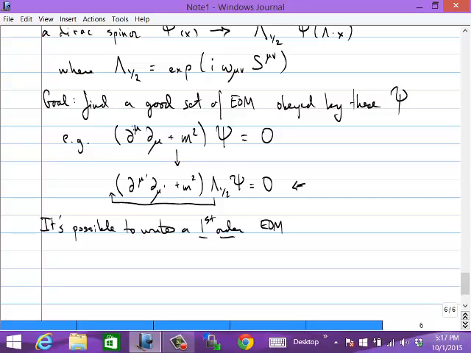What is that equation of motion? Well, let me just write it down for you. So i gamma^mu d_mu minus m acting on psi is equal to 0. So this is known as the Dirac equation.